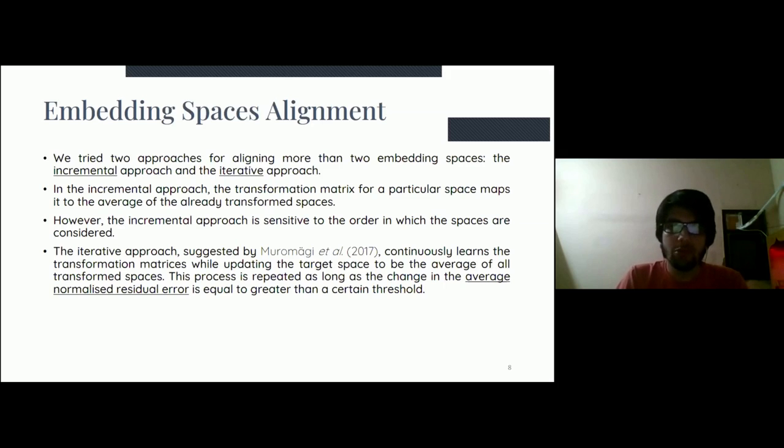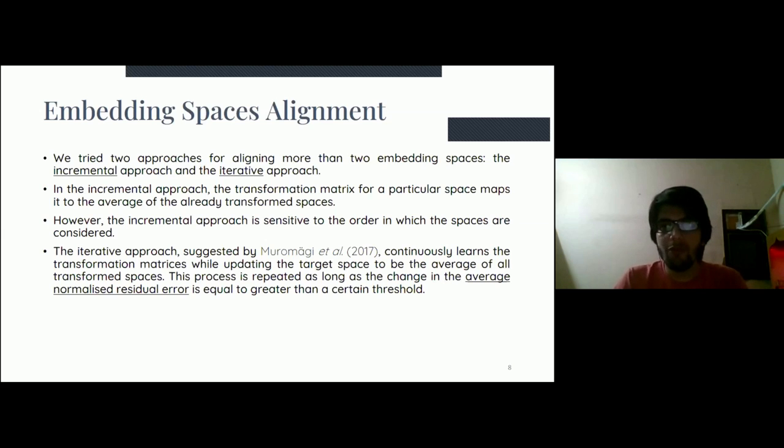And then we try to transform each of those embedding spaces to that average. And then we get new embedding spaces, then we again take an average of those embedding spaces, and then we again transform each embedding space to the average of all these spaces. These steps are continued until, so they defined a quantity called average normalized residual error. So basically, the idea is that as long as the embedding spaces are changing, there's an appreciable change in the embedding spaces, we continue to follow these steps.